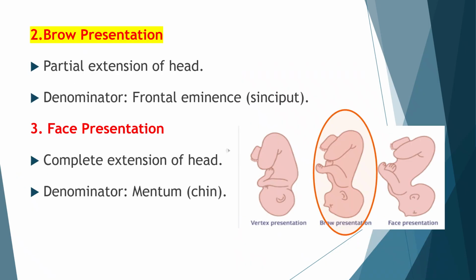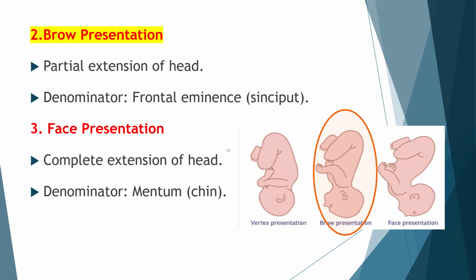Dear students, let us continue with the other varieties of cephalic presentation. The type of cephalic presentation depends on how much the baby's head is flexed or extended. The second variety is brow presentation. In this presentation, the baby's head is partially extended. It is actually midway between vertex presentation and face presentation.